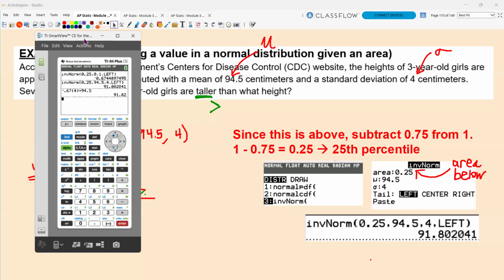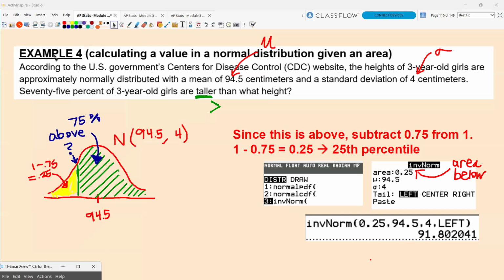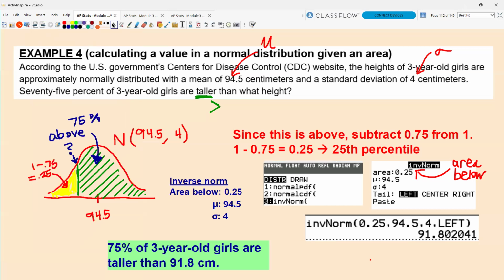And you can show that work by writing your inputs on this. So you would write inverse norm, area below, and the mean and the standard deviation, and then you would get your value. Interpret it if you need to. So in this case, 75% of 3-year-old girls are taller than 91.8 centimeters.